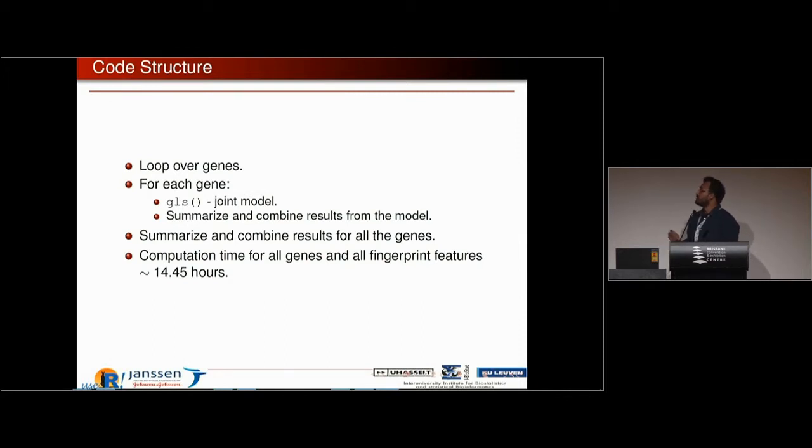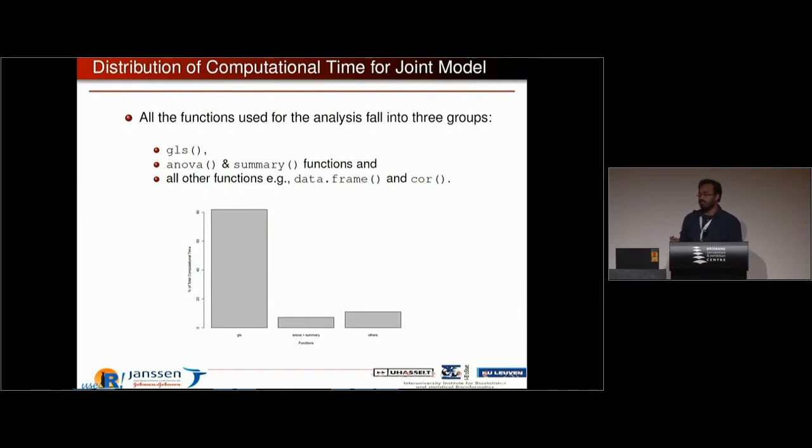Now, to know how to speed up, we need to know the code structure and where we are losing the time. We divided all the functions into three categories. One is the GLS, which was basically fitting the model. Then the ANOVA and the summary, these two functions were collecting the results, and there are some other functions which were summarizing all the results in a nicer format. If we look here, you can see that the GLS takes the maximum amount of the total computation time. It takes more than 80% of the total time.